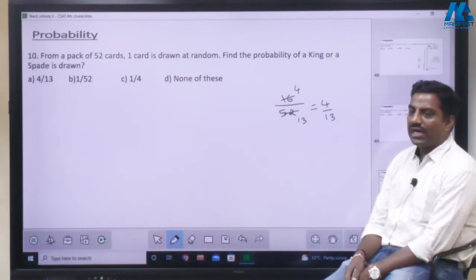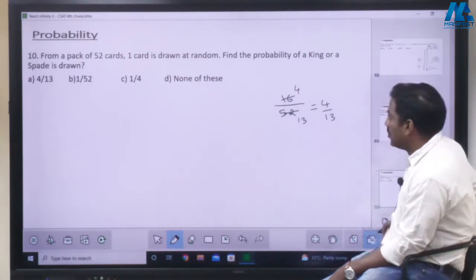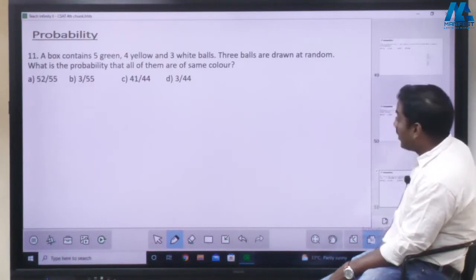So far we are drawing one card. Let's see if we have 2 cards now. But it's not there.